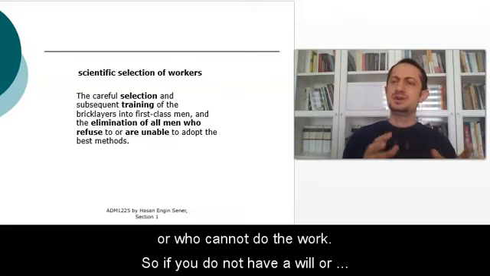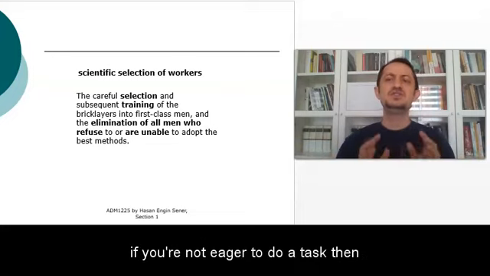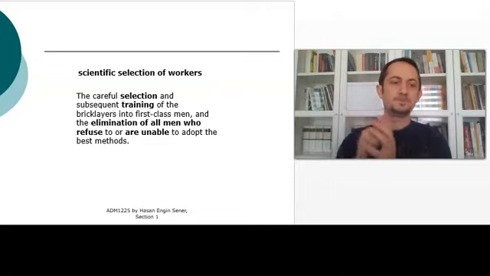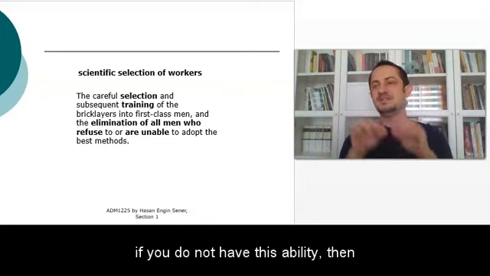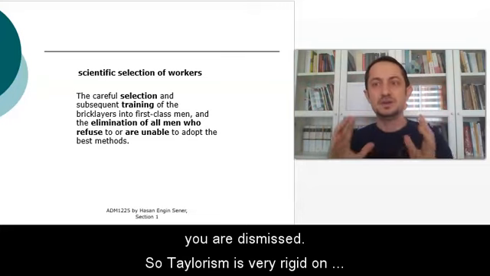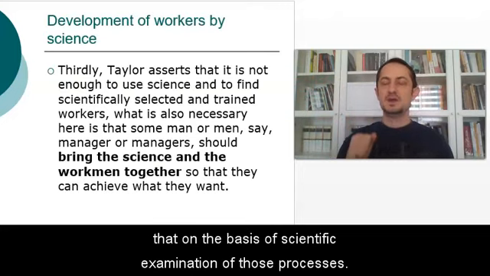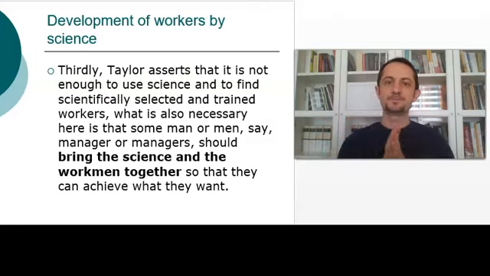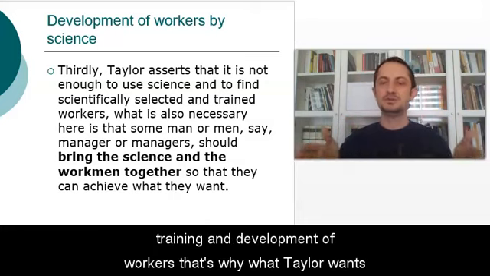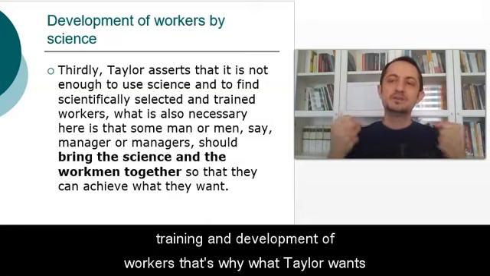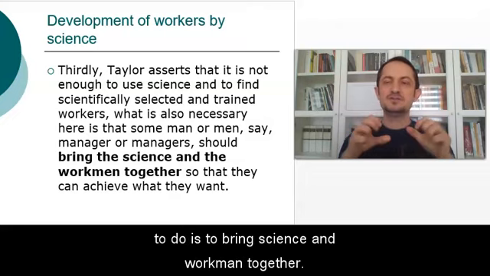So if you do not have the will, or if you're not eager to do a task, then you're dismissed. If you do not have a skill, I mean, if you're unable in the sense of ability, then goodbye. You are dismissed. So Taylorism is very rigid on that, on the basis of scientific examination of those processes. Science is very important, not only in the selection, but also in the training and development of workers. That's why what Taylor wants to do is to bring science and workmen together.